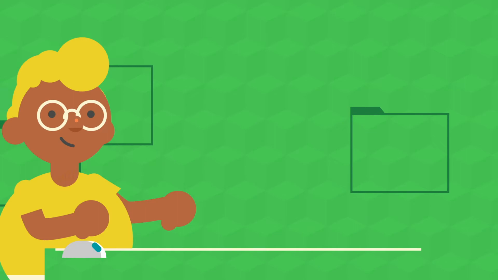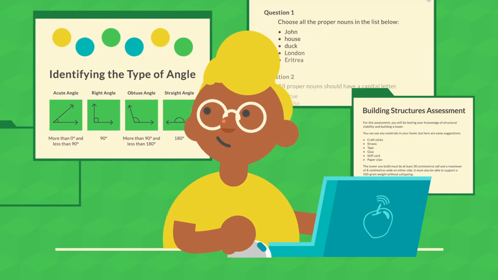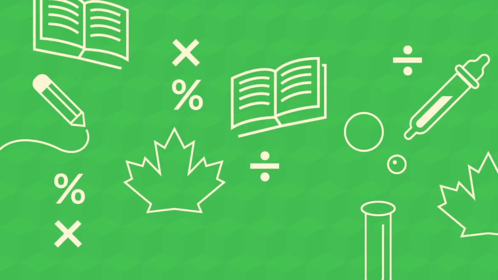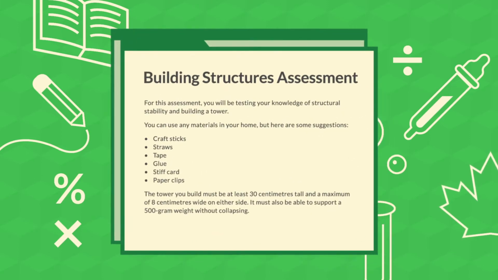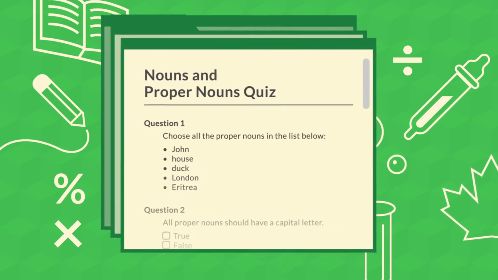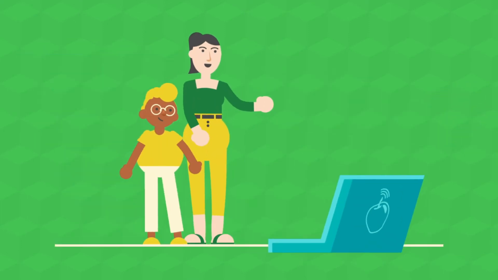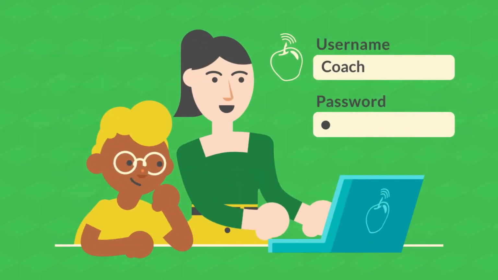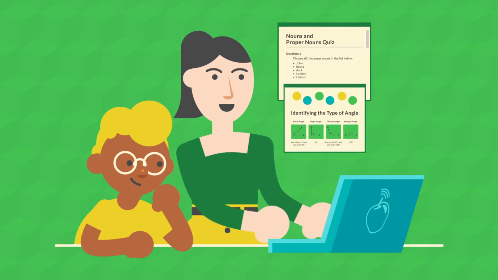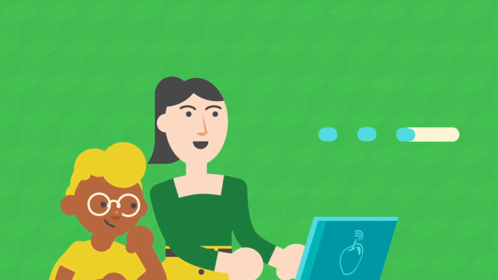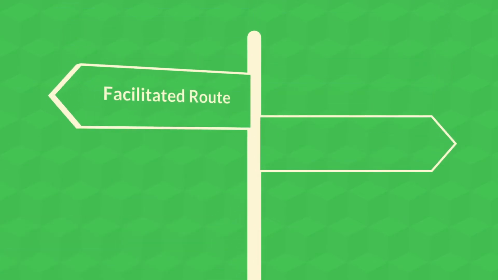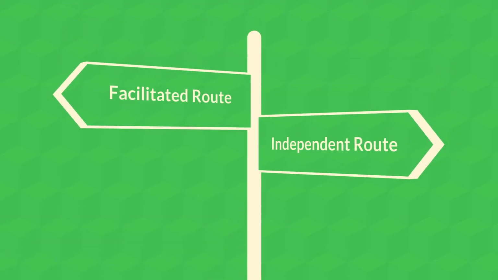When students enroll in a course at virtual elementary school, they will receive access to the online learning environment, including all lessons, all assessments, and any quizzes and tests that are automatically graded by the computer. The student's parent or guardian also receives access to the Learning Coach portal to monitor student progress throughout the course. There are two routes that can be chosen: the facilitated route and the independent route.